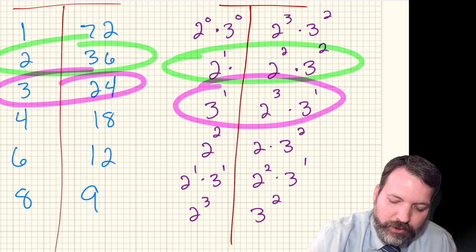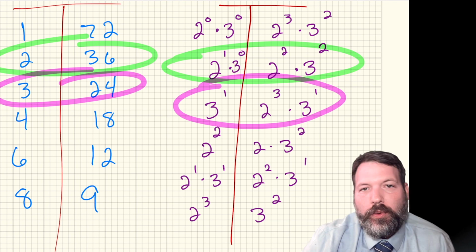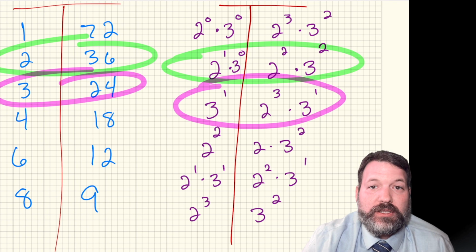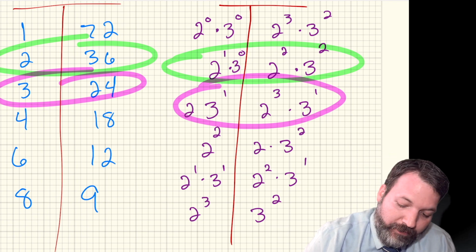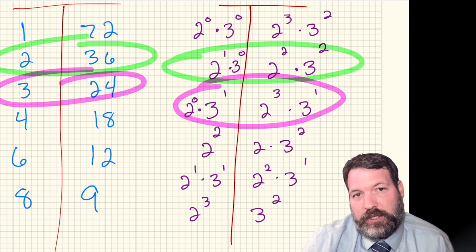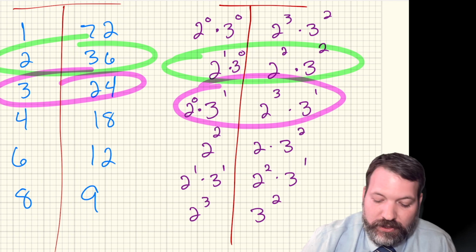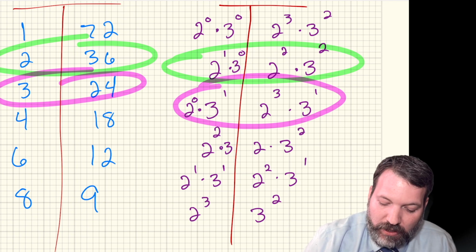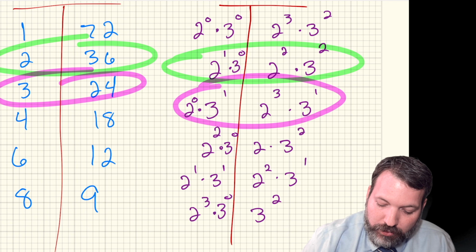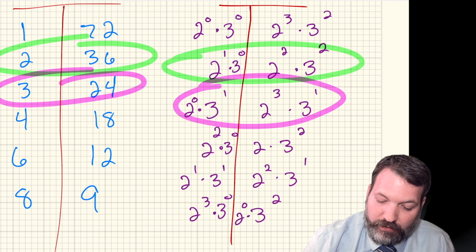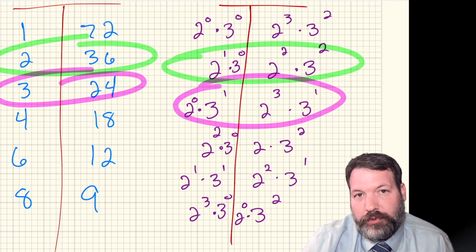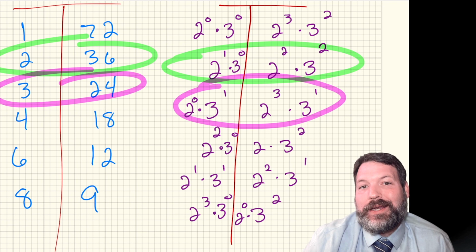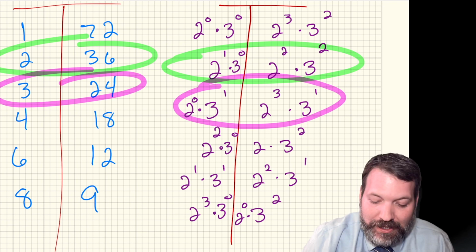So that 2 to the first, we could actually rewrite that now. We could think of that as 2 to the first times 3 to the 0. 3 to the first, we could think of 2 to the 0 times 3 to the first. And so in every one of these cases, you could make sure that you always have some representative number of 2's and 3's. It's just that sometimes that number of 2's and 3's is 0.